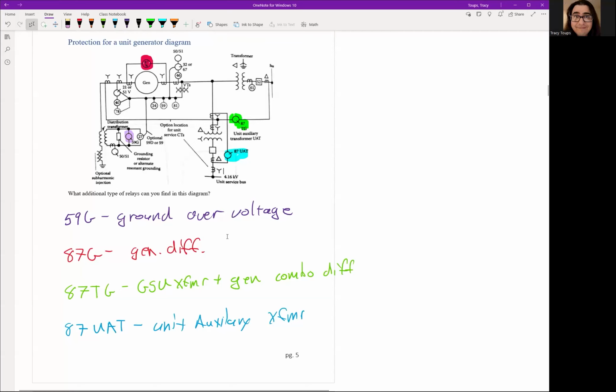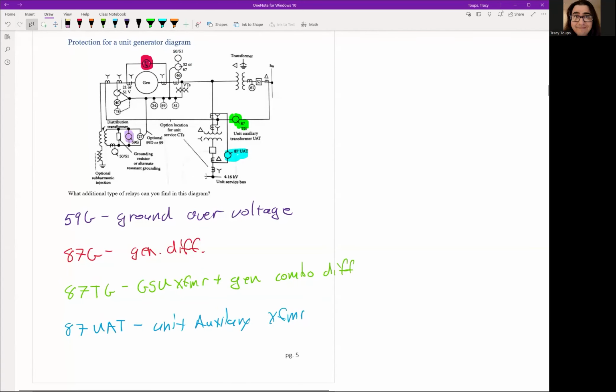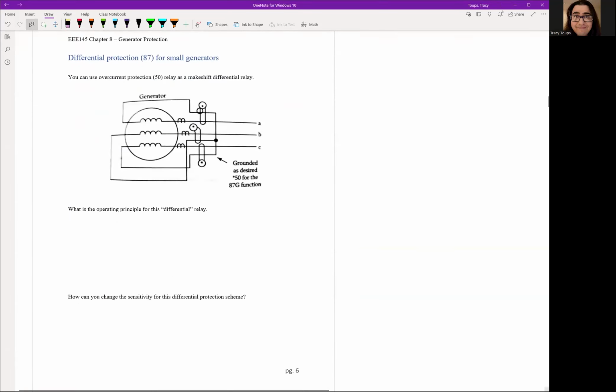Okay. So the main thing is you see there's three 87 relay sets here: a generator one, a transformer generator combo one, and then a unit auxiliary transformer. Okay, so pretty much exclusively for today, I want to talk about differential protection for the generators because it's so important. So here you have very small generators. Small generators don't cost that much, so it's not worth it to get a true 87 differential because they're quite expensive. We could cheap out and get a 50 overcurrent relay.